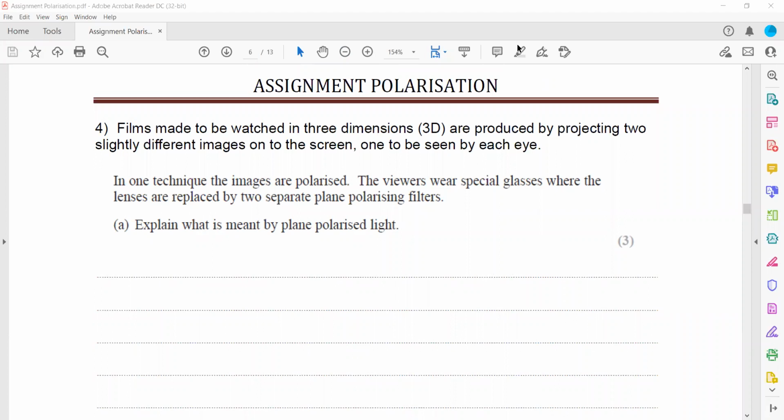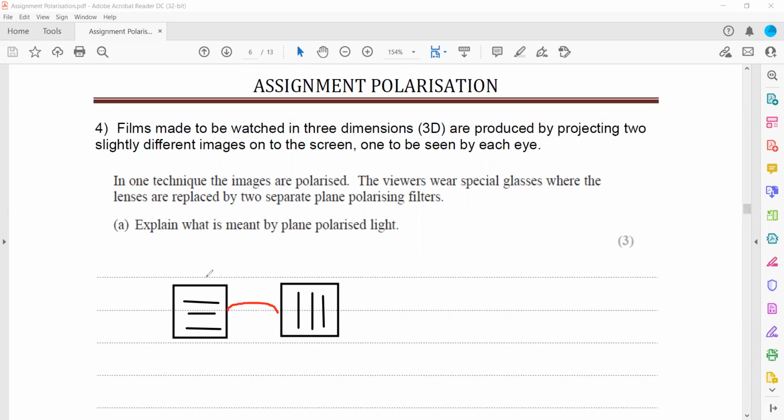So in a 3D theater, what do they give you? They give you a special type of glasses. Basically, what are these glasses? These glasses are actually polarizing filters. So what happens? One of the filters is a horizontal polarizer and the other one is a vertical polarizer. For example, if the left eye is horizontal, the right eye will be vertical, or it can be the other way around. So, for example, these are the polarizing filters.